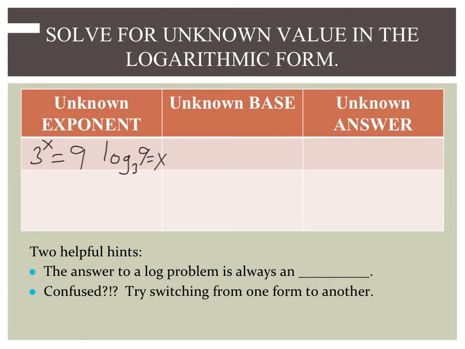So we've looked at basically solving for an unknown exponent, and oftentimes the problem is presented in this manner, where it's log base 3 of 9 equals x, and we end up rewriting it in exponential form to get 3 to the x equals 9, and we figure out, well, what would x equal? We make 9 3 to the second. Okay, so x is 2.